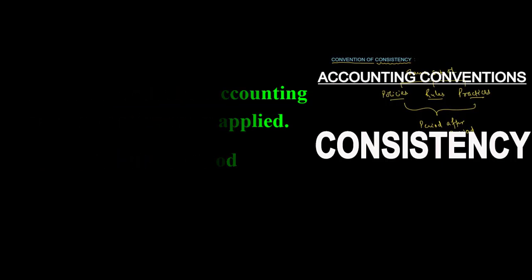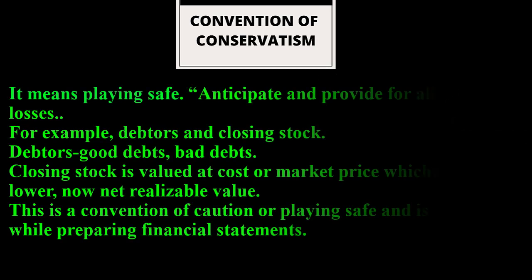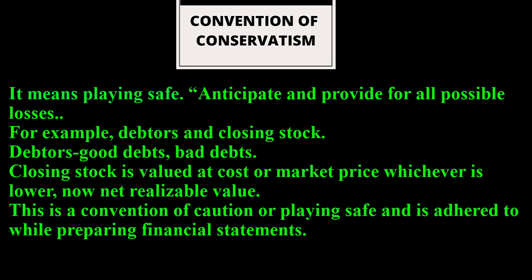The third one is the convention of conservatism. Conservatism means playing safe. This is one of the important conventions, which is normally followed in specific areas like recording of debtors and stock. For example, when they record the debtors, they need to find out who are the good debtors, and sufficient bad debts provision must be made before showing it in the balance sheet. So, playing safe in the recording of debtors, and the second one is stock.